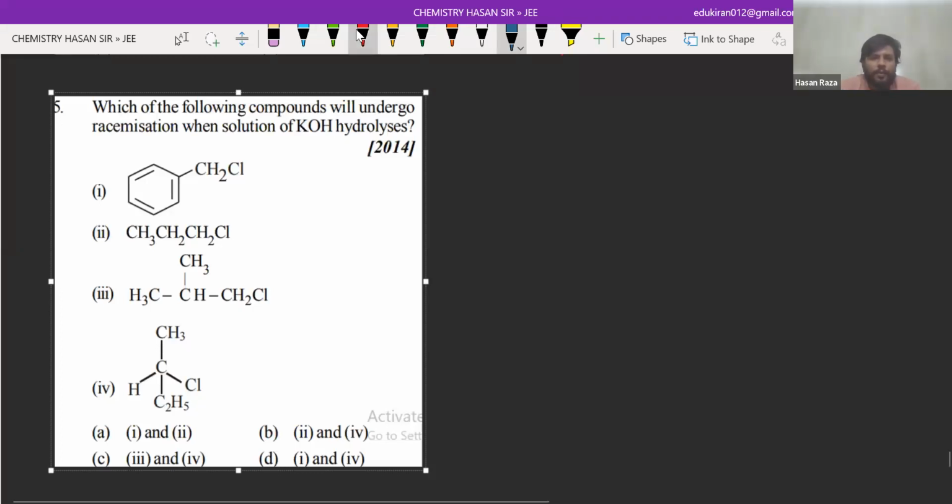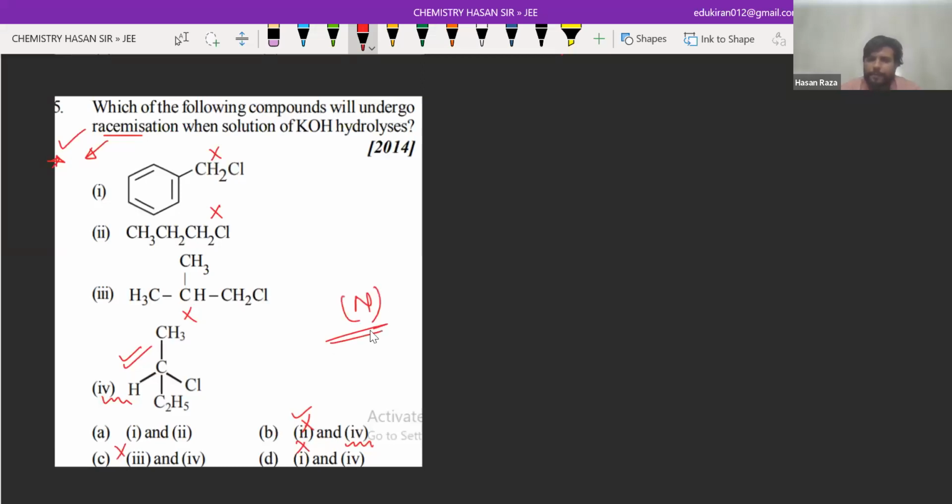First of all, which of the following compounds will undergo racemization? We need to look for the chiral carbon. So this is not chiral. This is also not chiral. This is also not chiral. This is chiral. But option 4 is also given with 2, which is not chiral; 4 is also given with 1, which is not chiral; 4 is also given with 3, which is not chiral. So none of these options are correct. Alone, this will have the racemization. Are you getting my point? Very good.